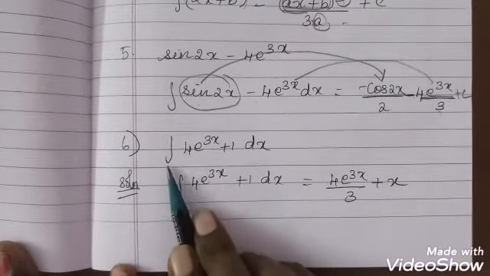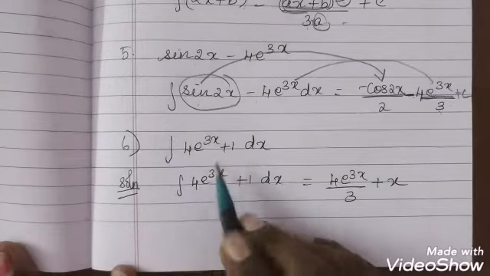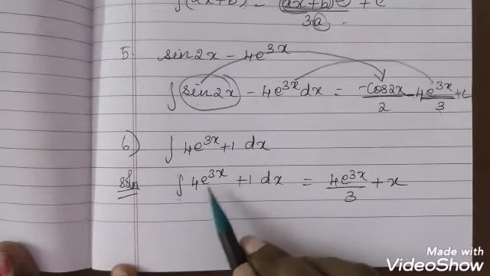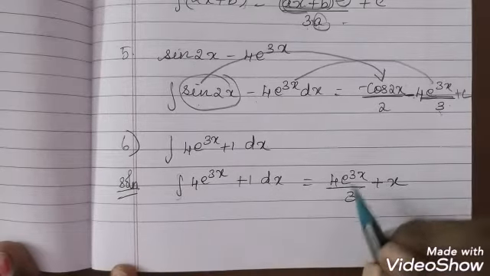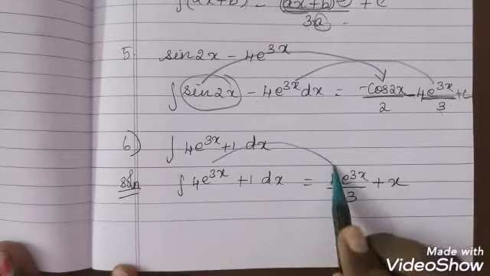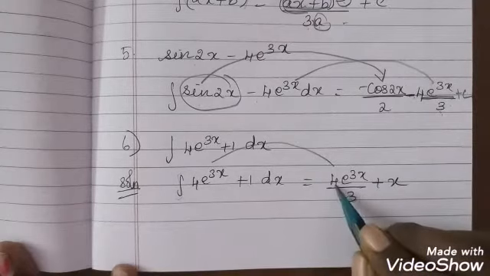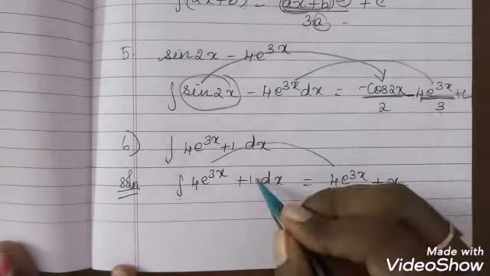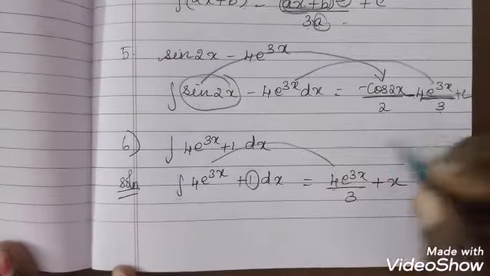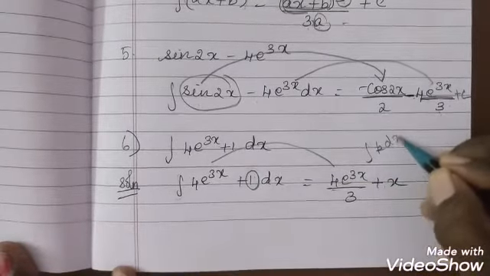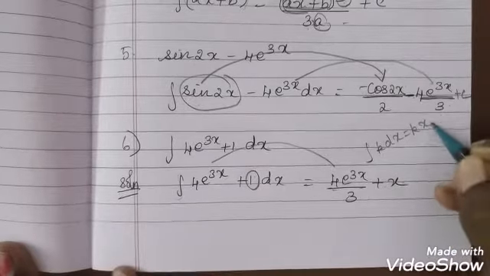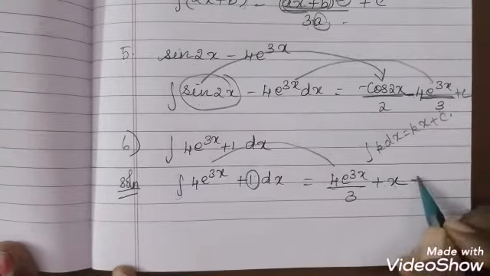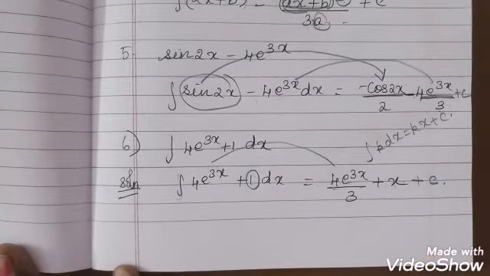Yes. Now the sixth question. The integral of 4 e power 3x plus 1 dx. So we take the integral of e power 3x, which is 4 e power 3x divided by 3, plus what do you have here? You have got it as 1. What is the integral of k dx? The integral of k dx is nothing but kx plus c. So what will I get here? It's 1 into x plus a constant. That is what you have here.